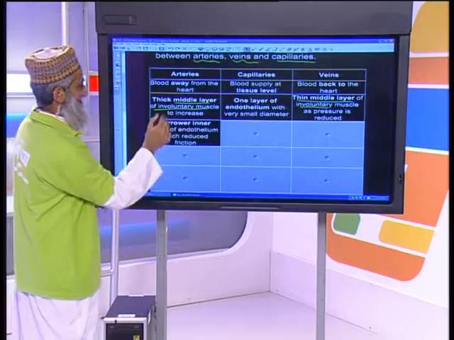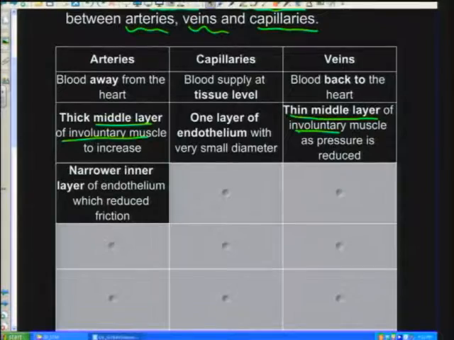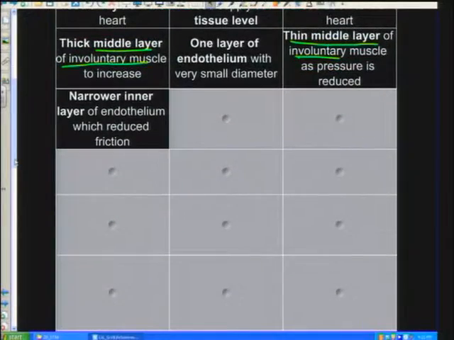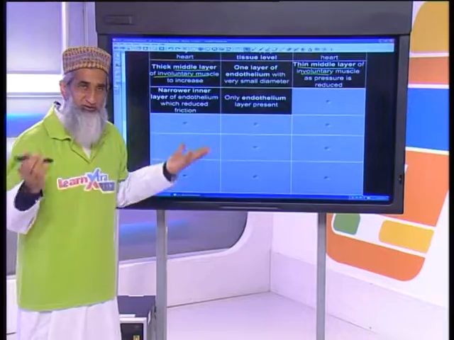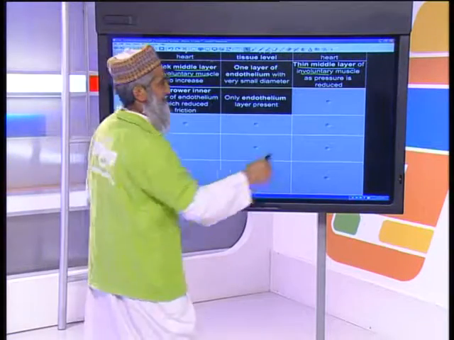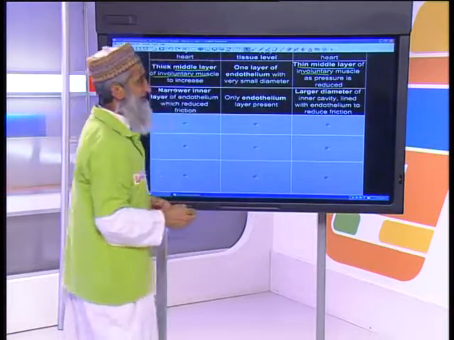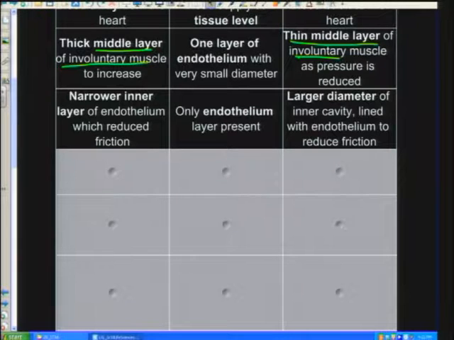The arteries have a narrow inner layer of endothelium, which reduces friction. Capillaries only have this endothelium, that's the only thing they have. And the veins have a larger diameter of the inner cavity lined with endothelium to reduce the friction. We're talking about the lumen itself and the inner layer there, okay?